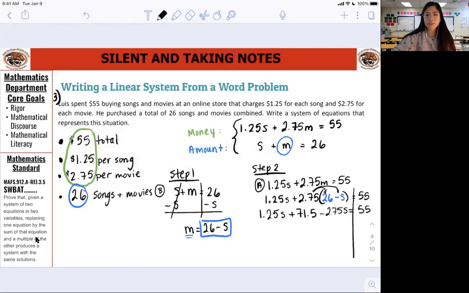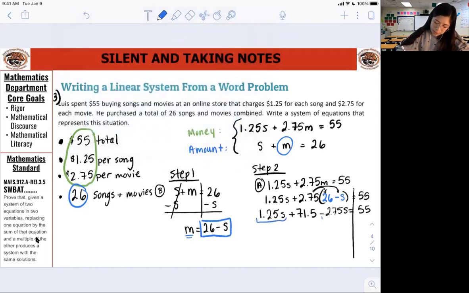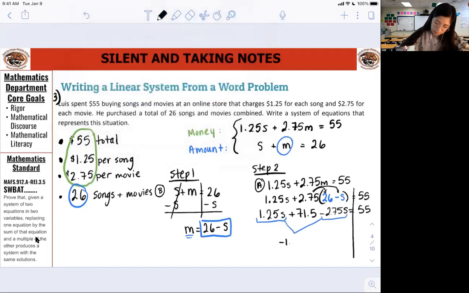I'm trying my best to make sure that my 5s look like 5s and my S's look like S's, but let me know if at any point you're confused by them. Okay, now what can I do in the next step? Combine like terms. That's correct. So I have 1.25 minus 2.75, which gives me negative 1.5 S plus 71.5 equals 55.